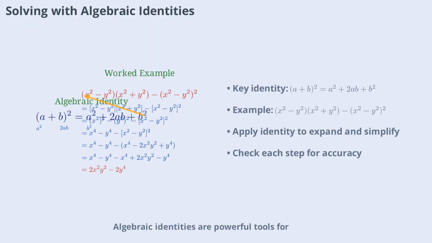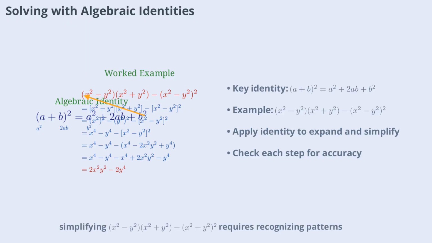Algebraic identities are powerful tools for simplifying complex expressions and solving equations efficiently. For instance, you might encounter questions where you need to use (a + b)^2 = a^2 + 2ab + b^2, or (a - b)^2 = a^2 - 2ab + b^2. In Sections C and D, you'll apply these identities to simplify expressions or solve for unknowns.